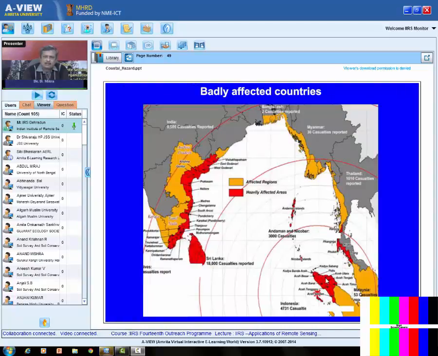These are mainly the badly affected countries because of the tsunami. Here was the tsunami source. This is the Sunda Trench, which is basically a subduction zone. And in the red color you can see Sri Lanka, Indonesia, Thailand, Andaman Nicobar, and the eastern side of the Indian coast, like Machilipatnam, Nagapattinam, Chennai, Karaikal and Pondicherry. These areas have been highly affected.